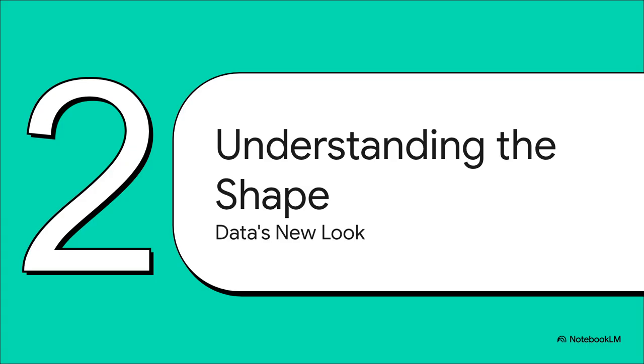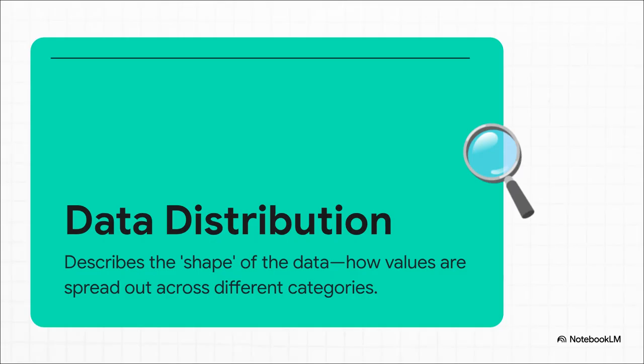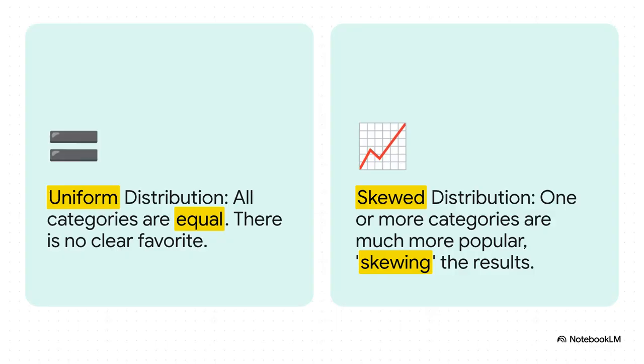Well, now that we can see the data, we can start talking about its shape. And this is where we level up from just seeing facts to really understanding the story behind them. There's a fancy term for this. It's called data distribution. I know, it sounds a little technical, but honestly, all it really means is, what's the shape of the data? You're just looking at how things are spread out. Are the bars all kind of the same height, or does one just tower over the rest? And usually, you'll see one of two common shapes.